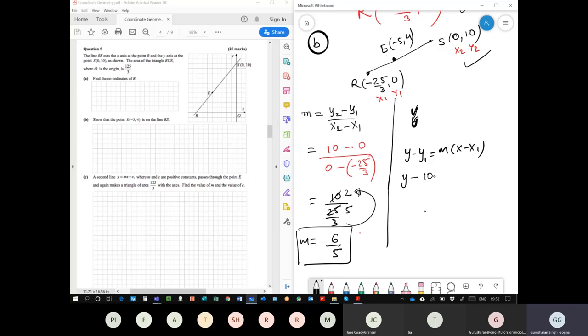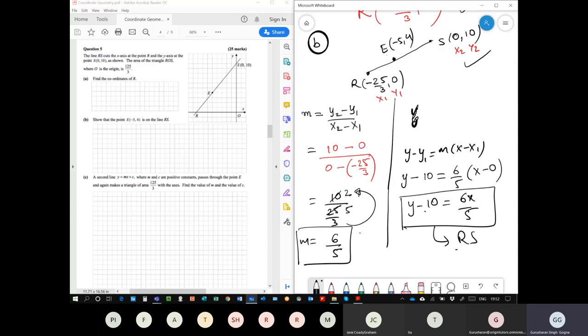So y minus 10, m. I got m, which is 6 over 5, and then x minus 0. So y minus 10 equals to 6x over 5. Okay. Now you don't need to simplify this. You can leave it like that. So that's the equation of R or S.